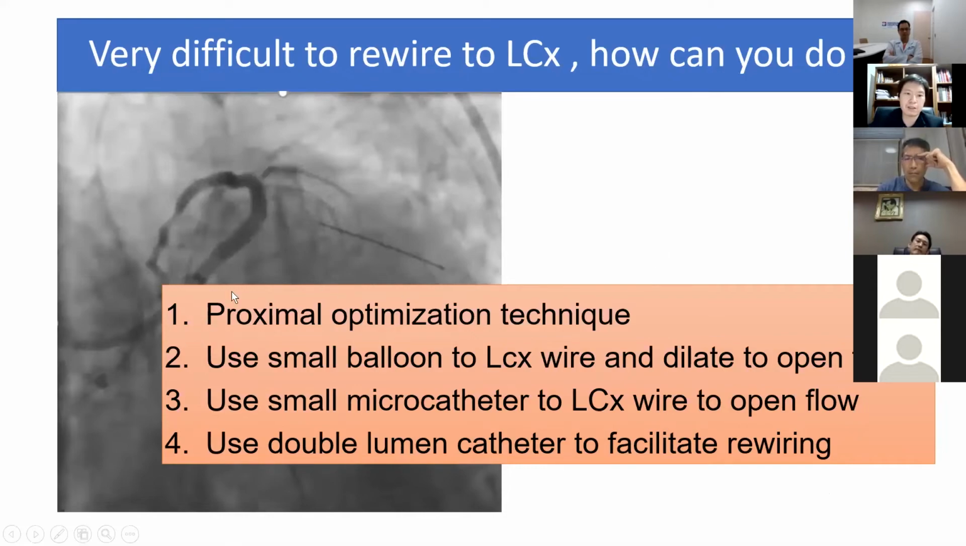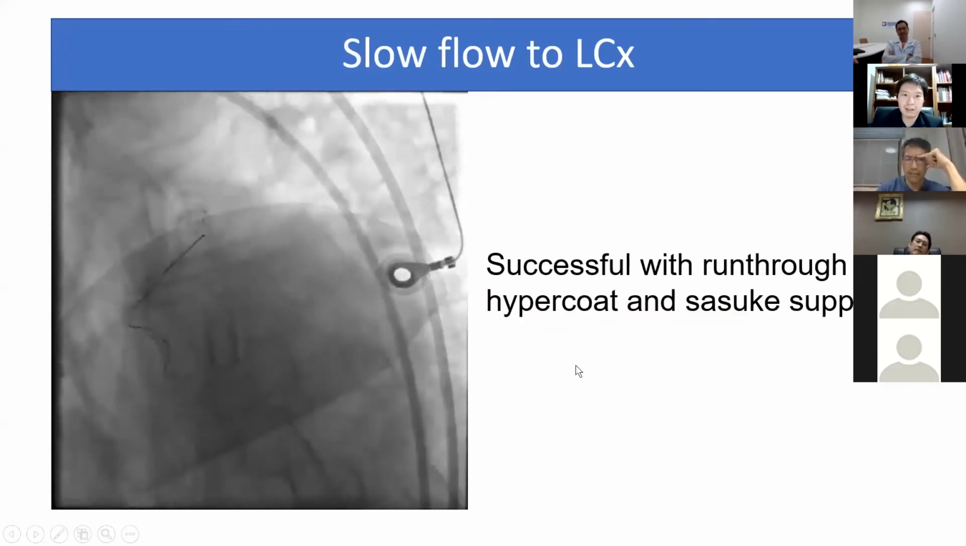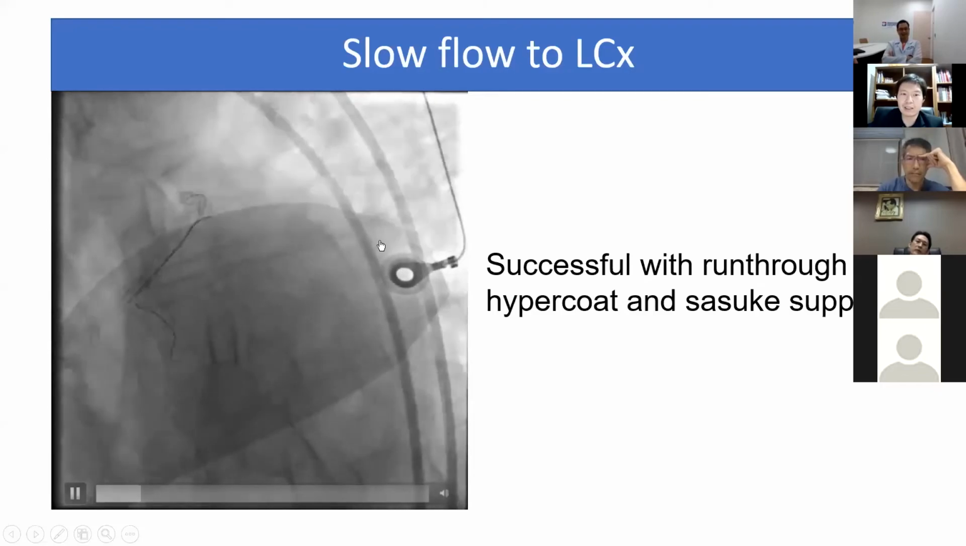So I chose number 1 and number 4 first. So I did POT with a 4.0 NC balloon at 24 ATM and rewired using a Corsair and Xiong wire. And as you can see, someone removed my protective circumflex wire to here, and the wire in the circumflex went out.